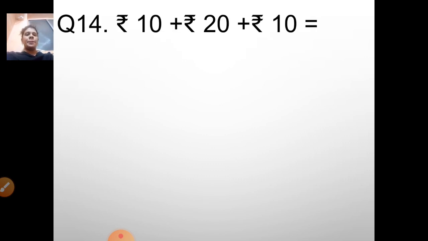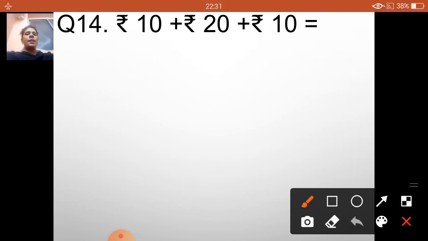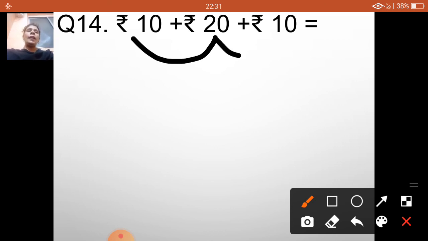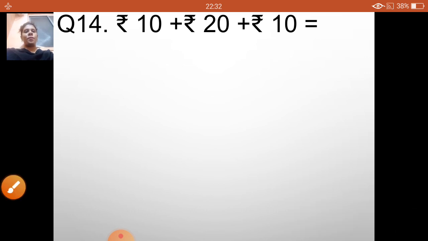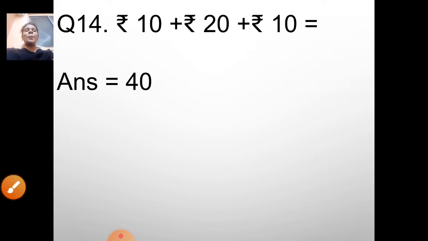Now question number 14. Rupees 10 plus rupees 20 plus rupees 10. So let us count, children. 10 plus 20 is how much? 30. Correct. To that 30 I add this 10. How much? Yes, 40 rupees. Rupees 10 plus rupees 20 plus rupees 10 is equal to 40. 10 plus 20 is 30 and 30 plus 10 is 40.